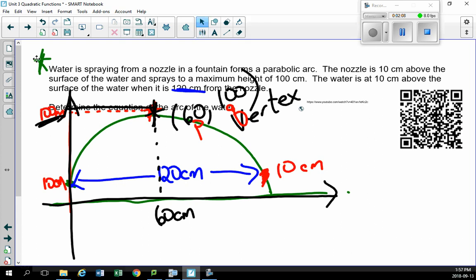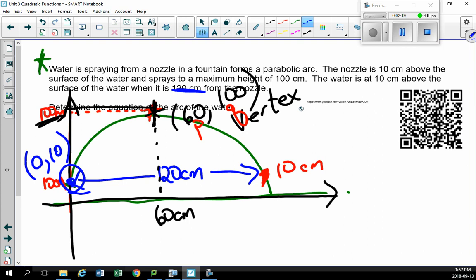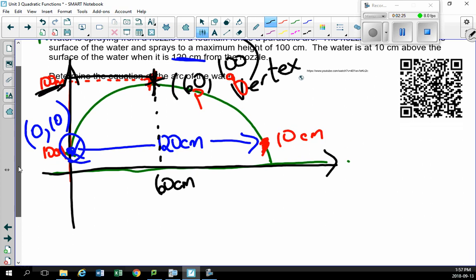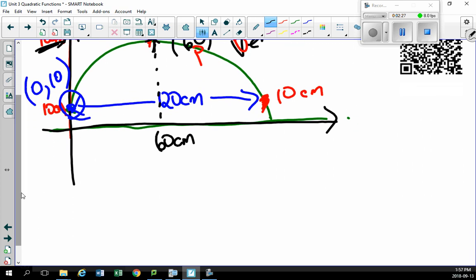Wonderful. The other thing that I could put down here is this beautiful point right here. And of course, that is a y-intercept. So at a y-intercept, my x value here is 0, 10. Now, I got all I need now to figure out a beautiful equation. So let's do this in vertex form, and then eventually we may convert it into standard form.